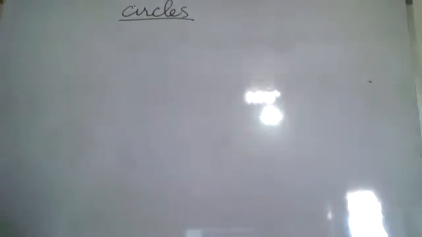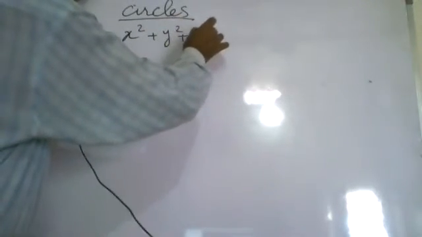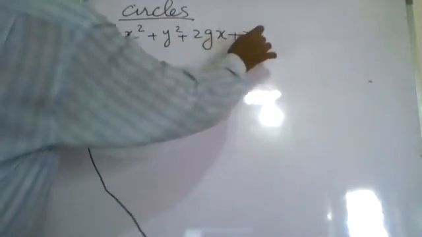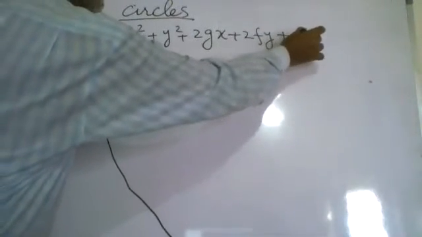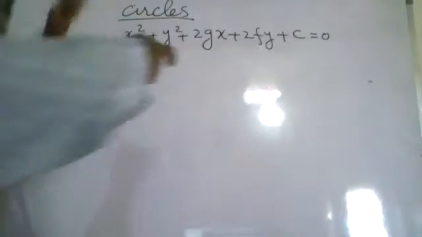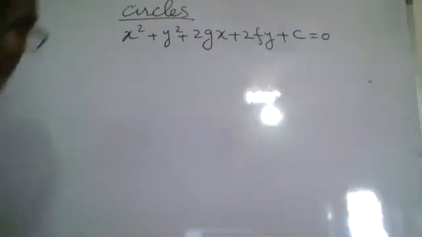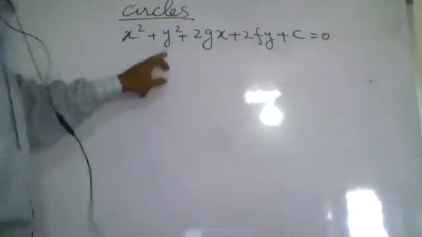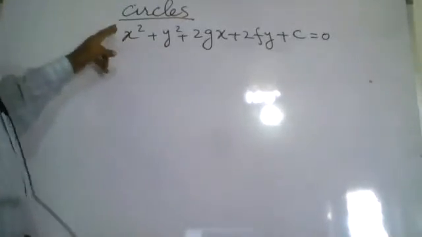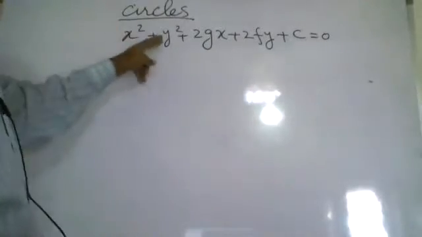The standard equation of the circle is x square plus y square plus 2gx plus 2fy plus c equal to 0. This is the standard equation of the circle. So there must be x square and y square with the coefficient of 1. Both have the same coefficient and that is 1 only.